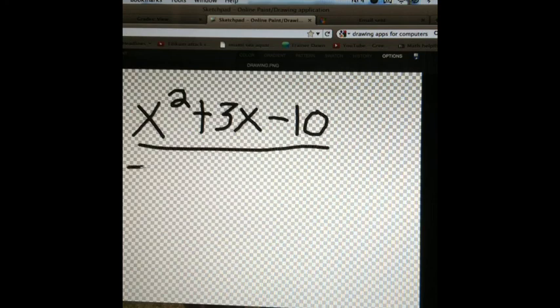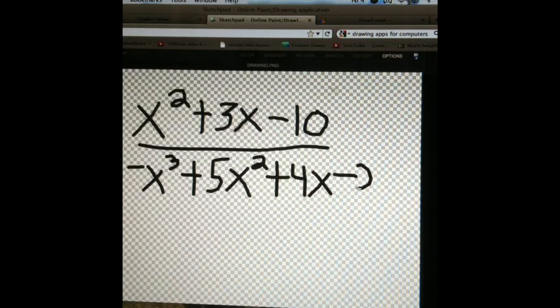So our final answer now is x squared plus 3x, because we did negative 2x plus 5x, which is 3x, so that's why 3x is there, minus 10, and then we have negative x to the third plus 5x squared, and then we have plus 4x minus 20. So this is your final answer.